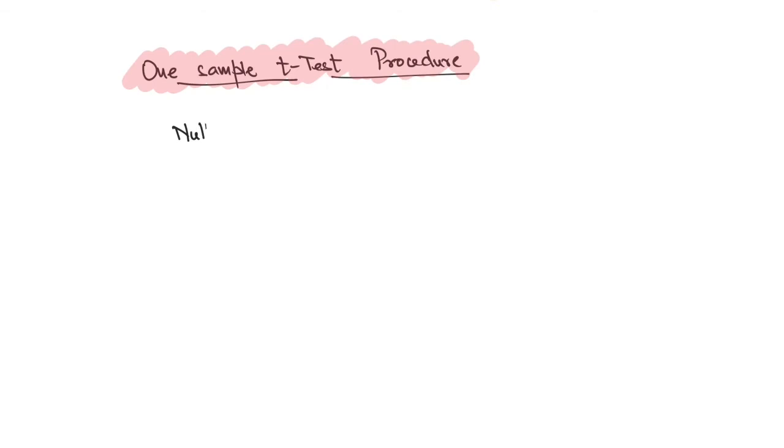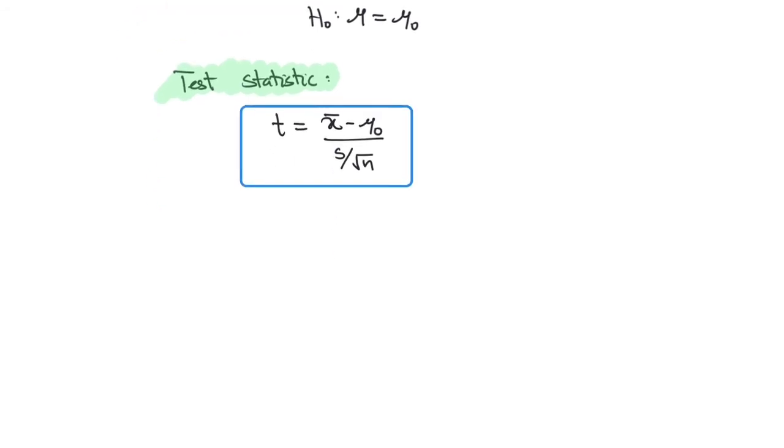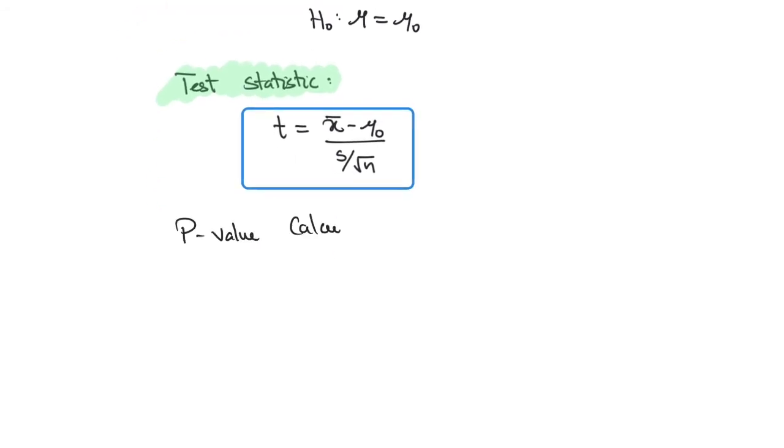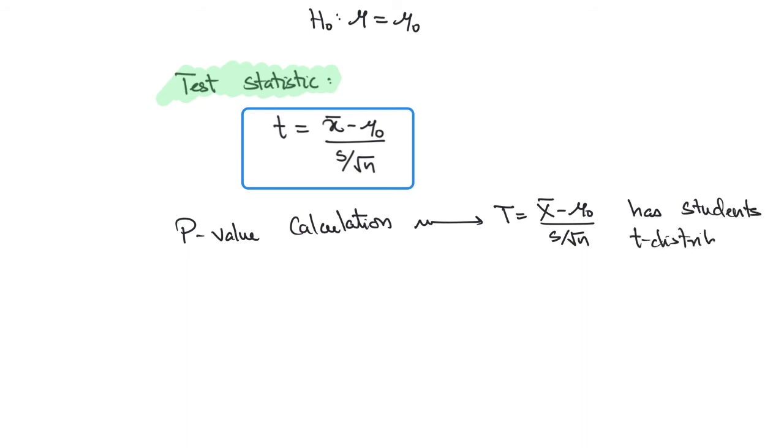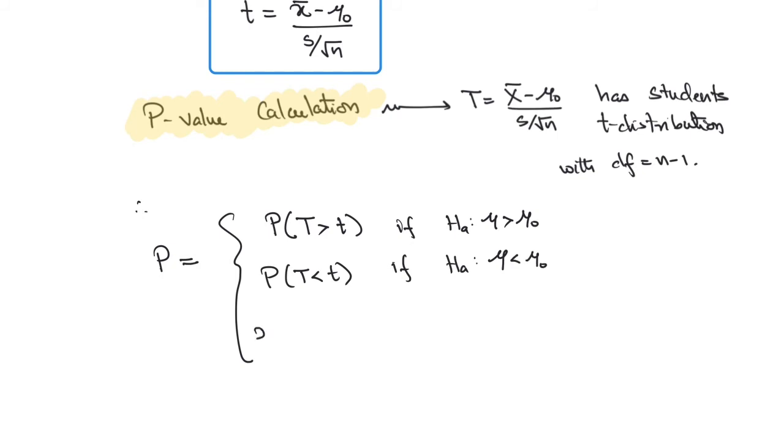We state the null hypothesis H0 given by mu equals mu naught, and the test statistic is calculated as small t equals small x bar minus mu naught divided by s over square root of n. The p-value calculation is going to use the fact that my t statistic has Student's t distribution with n minus 1 degrees of freedom, and the p-value is calculated as follows. We have the three cases of the alternative hypothesis: when mu greater than mu naught, when mu less than mu naught, and when mu is not equal to mu naught.